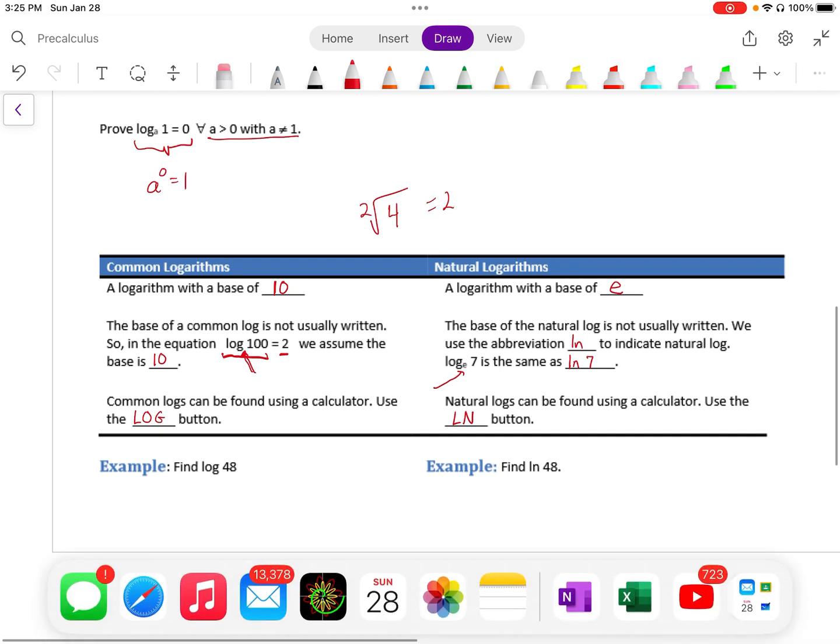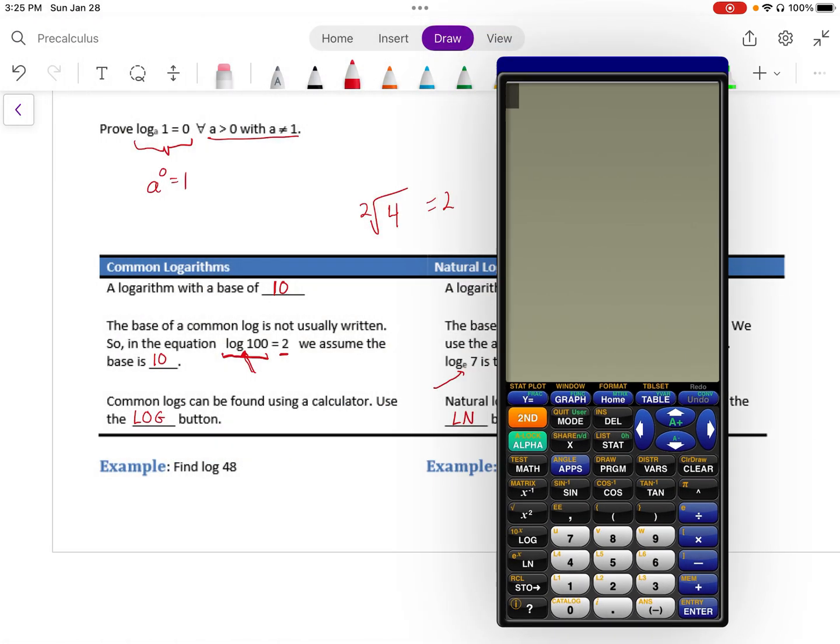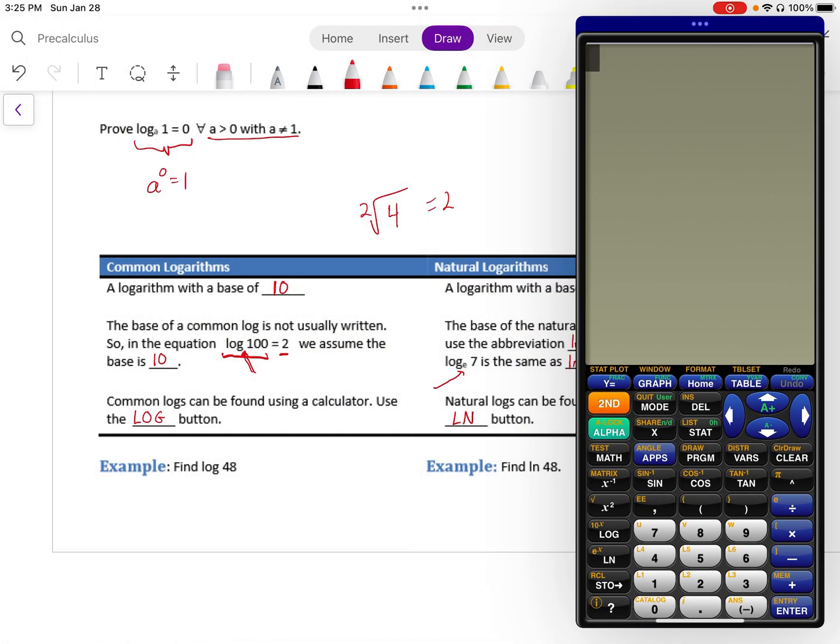So what we're going to do is just use a calculator. Here's just one that I have on here. The first one says find log of 48. No base is written. That means it's base 10, but right there is your log button, log base 10. So all we do is click that button and put in 48, and that is 1.68. And obviously it has more digits, so that's approximately equal to that.